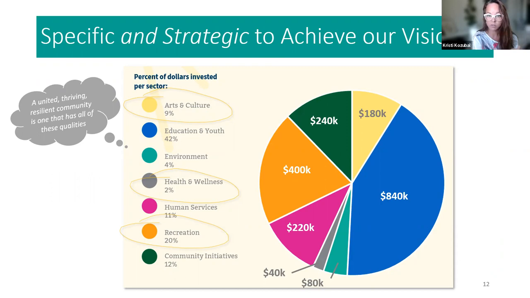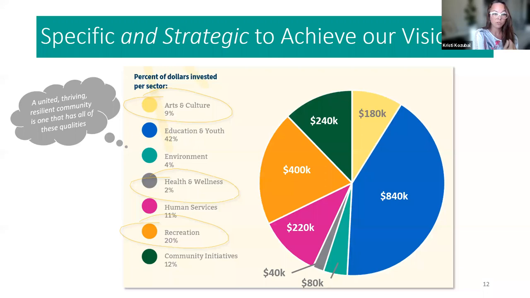If you remember, what is their vision? United, Thriving, and Resilient Community. All of these categories is what the board of directors years ago decided. This is what we mean when we say united, thriving, and resilient. Those are very abstract concepts that could be defined in very different ways. They had a committee that decided, this is what it looks like. And so here's how we're spending money, putting money where our mouth is.